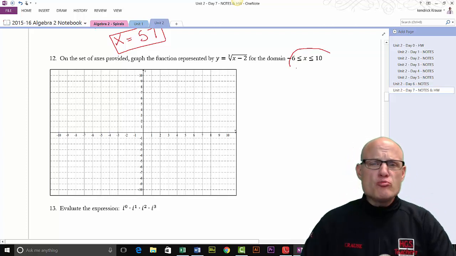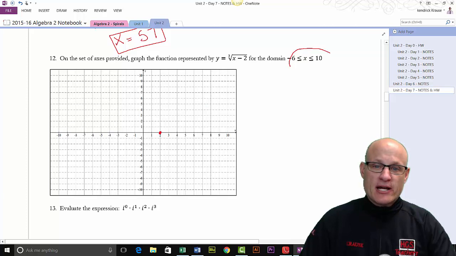So this is a cube root function that moved 2 units to the right, but it did not move up or down. It also does not have a steepness or a dilation. So we're going to go to the right 1 and up 1. We're going to go to the left 1 and down 1.